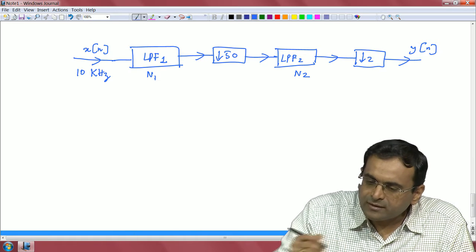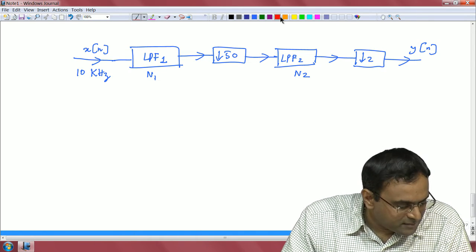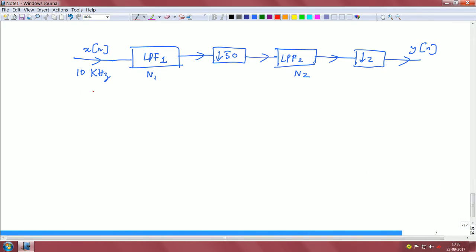Okay. So, let us look at some interim points. If you have 10 kilohertz and you are downsampling by 50, at this step you are at a 200 hertz rate, right, and from 200 hertz if you downsample by 2 you are at a 100 hertz rate, which is what is desired, right. So, now from 10 kilohertz you are at 200, from 200 you are at 100.